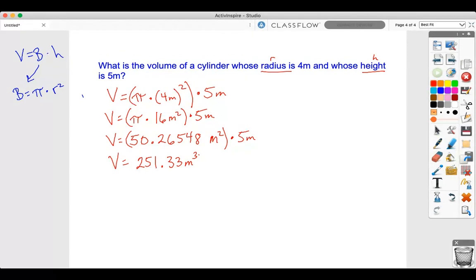Okay, so if you're given a verbal description, all you need to do is take those numbers, make sure if they give you a diameter that you cut it in half to get your radius, and remember what they represent in letters and use those to substitute in the equation or in the formula.